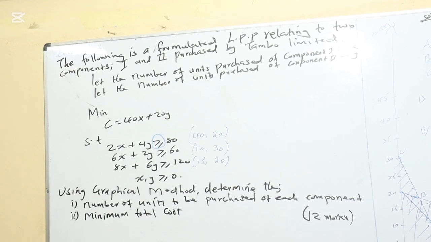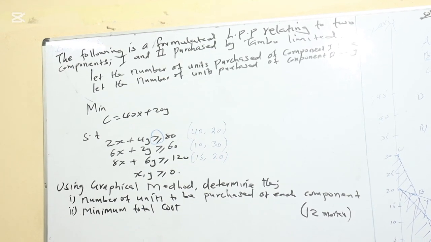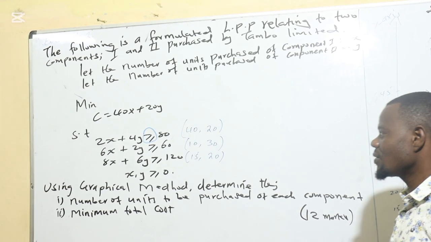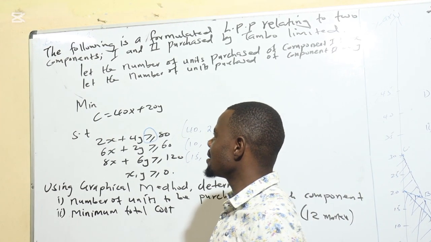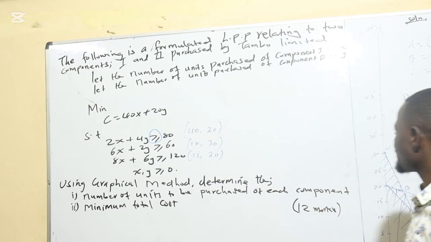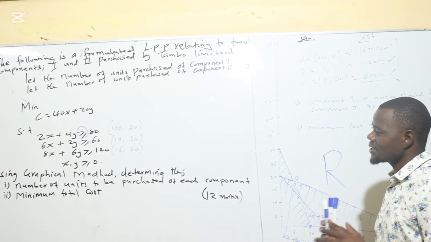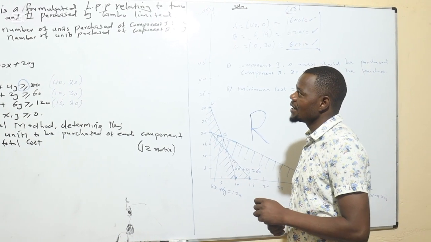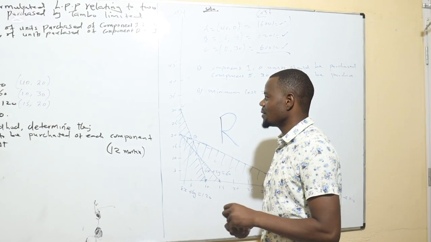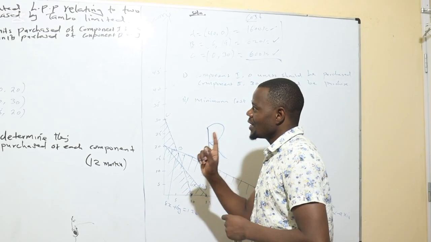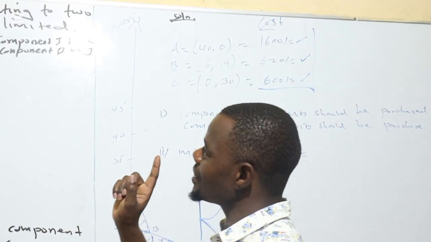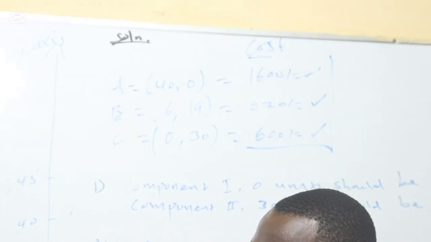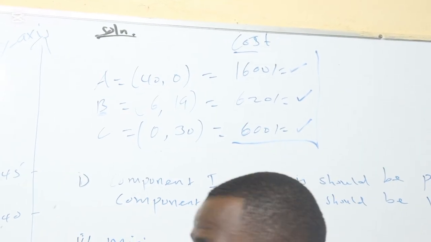The simplex method is used when we have more than 3 components and it is more involving, but I want us to concentrate on the graphical method because it looks easier and you can handle it. But remember, you can only use it when the number of components or products produced by a company is 2 or less. Let's meet in our next topic, which is probability.